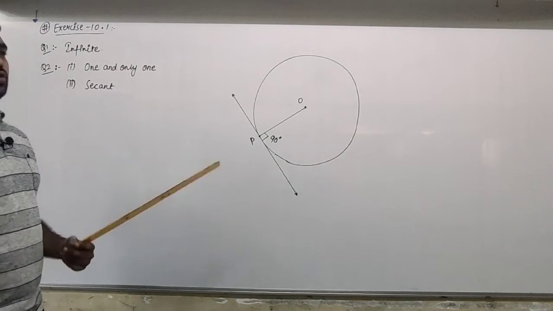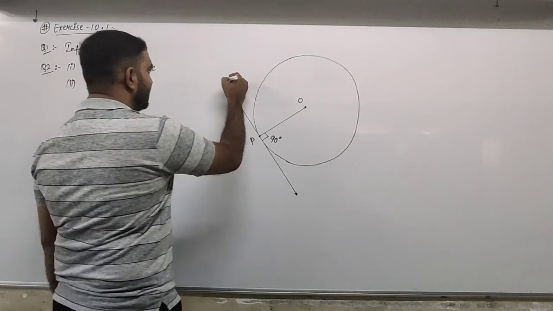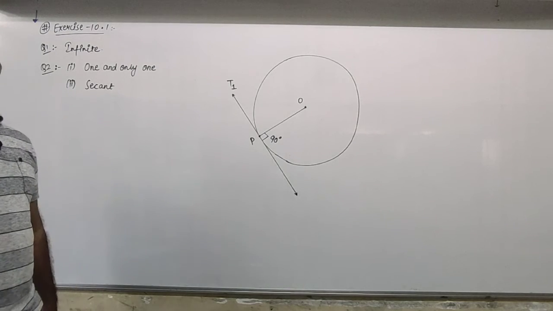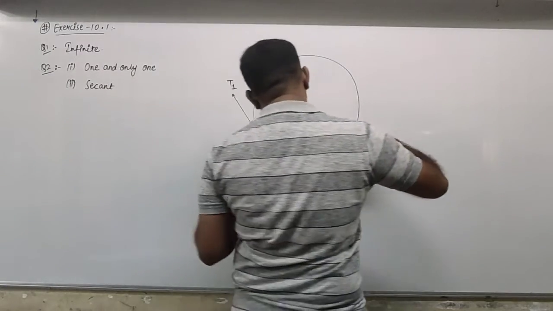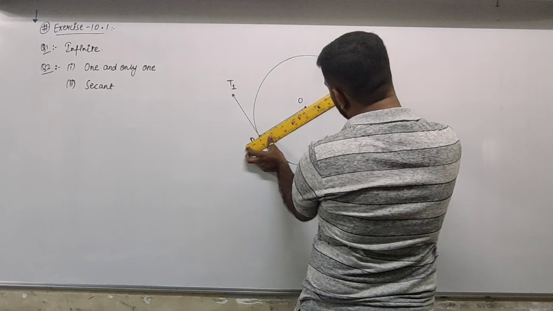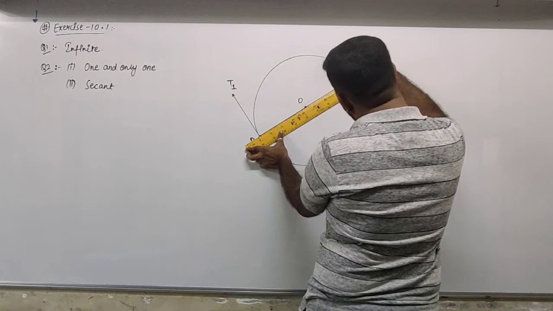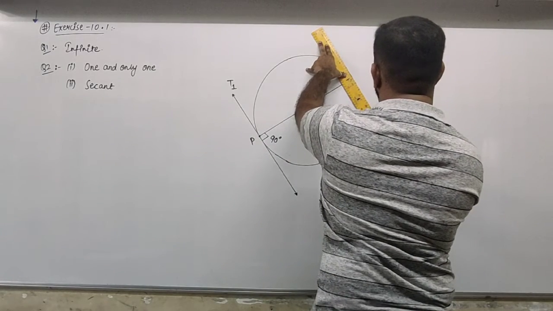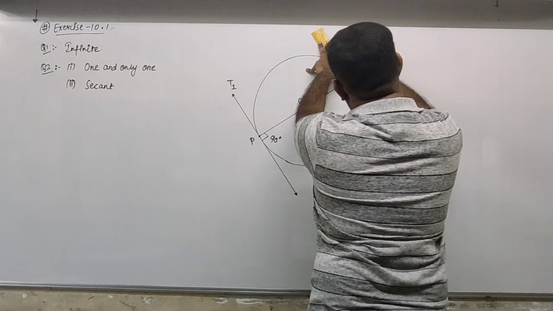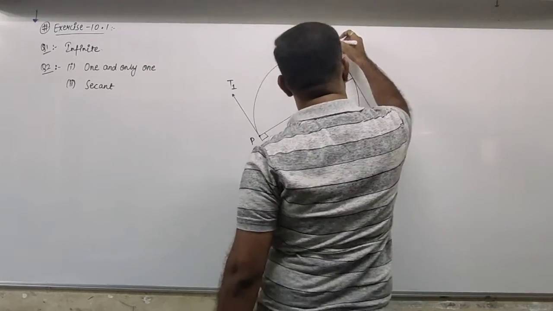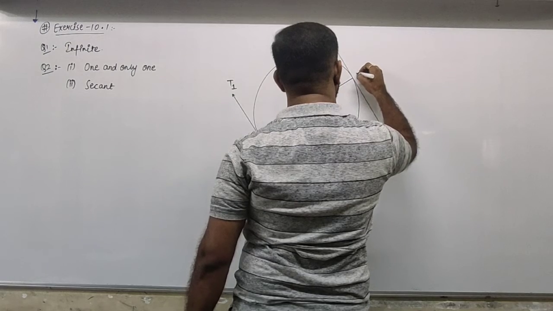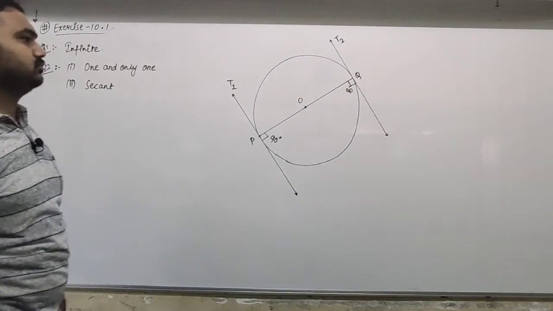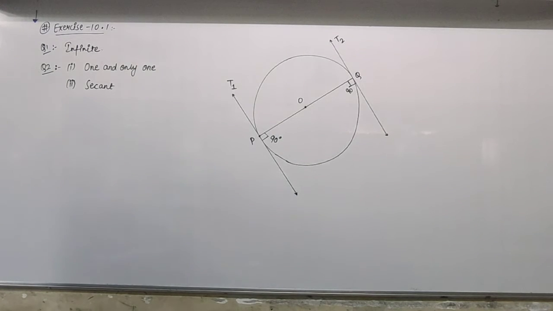Right? Now I want to draw another tangent which is parallel to this one. Let us say that this is tangent T1. I want to draw another tangent T2 which is parallel to this. Parallel to this, that means extend this normal to this side. Here. And I'll draw another tangent T2 which is parallel to T1, right?